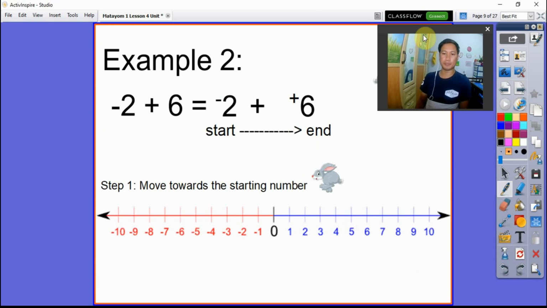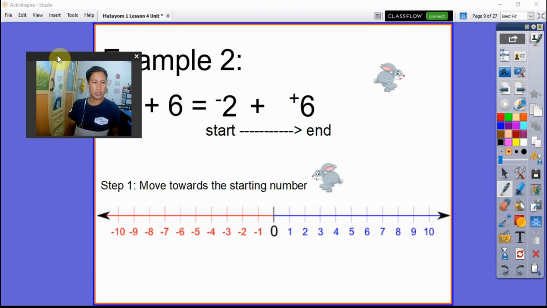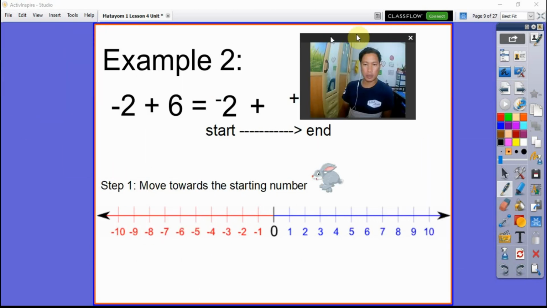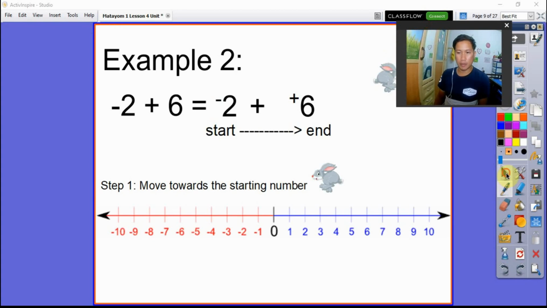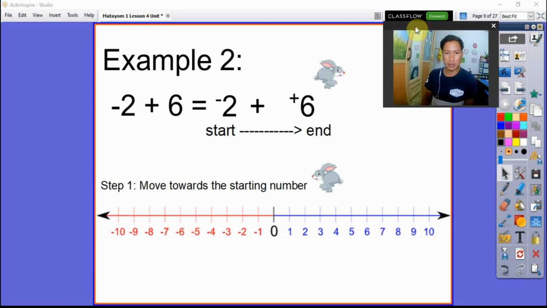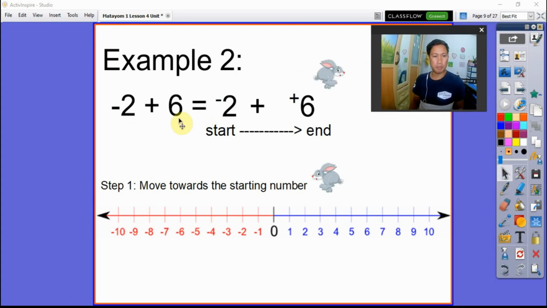Let's move on. All right, our example number 2. We have negative 2 plus 6, which is negative 2 plus positive 6. As you can see, we will start at negative 2. So let's have our bunny move towards the starting number. Let's hop 2 times to the left, since we have a negative sign.